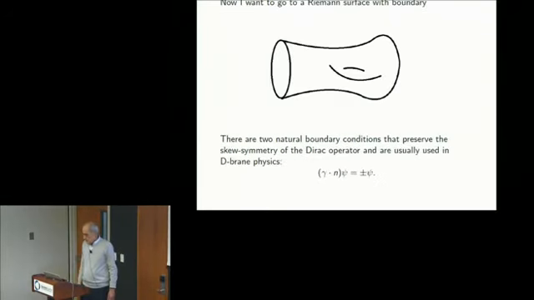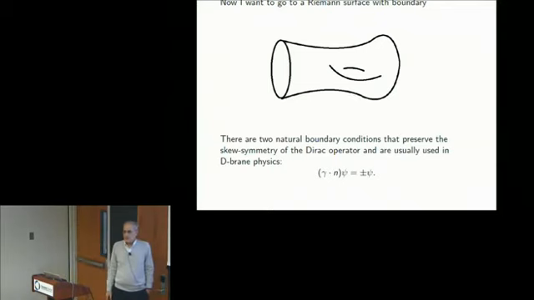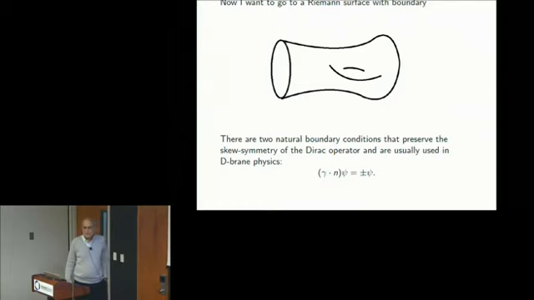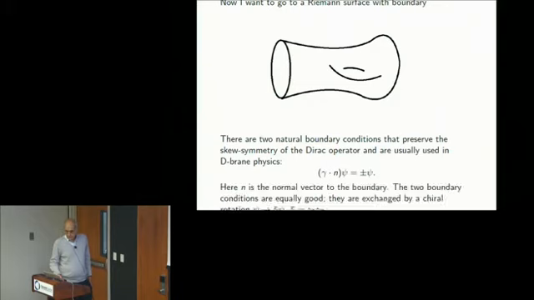Now, however, we're going to go to a Riemann surface with boundary, like I've drawn. And now we want to keep the fact that the Dirac operator is skew symmetric and real, so we want a real skew symmetric boundary condition. And there are 2 that are usually used in D-brane physics and actually more or less anywhere else that people discuss local boundary conditions on the Dirac operator. If n is the normal vector to the boundary, then you say that gamma dot n, Clifford multiplication by n, on psi is plus or minus psi along the boundary, with some choice of the sign.